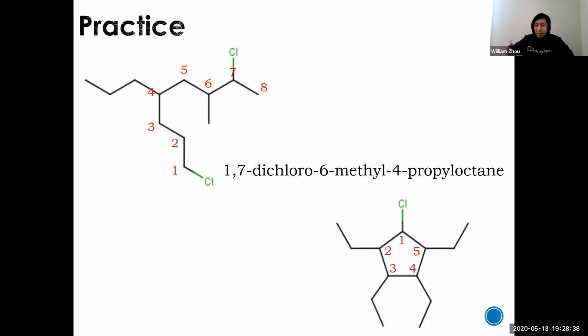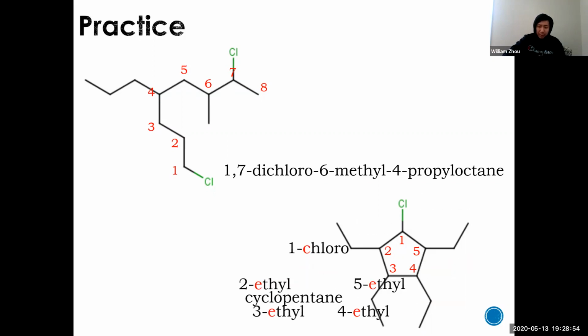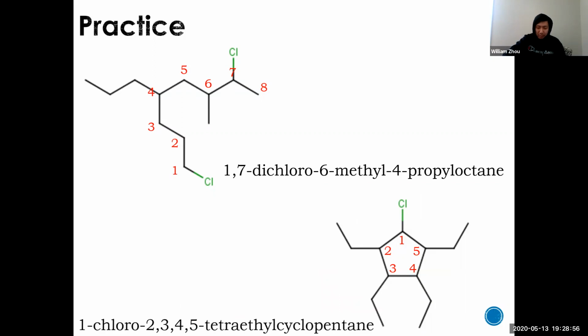So you basically just have those 2 rules. You just have to use them to eventually figure out carbon 1, and there's always an answer. So cyclopentane, 1 chloro, 2, 3, 4, 5 ethyls. And alphabetically, chlorine comes first, so it's 1-chloro-2,3,4,5-tetraethylcyclopentane. Any questions regarding why I chose chlorine? All right, you sure? No questions? Let's move on.